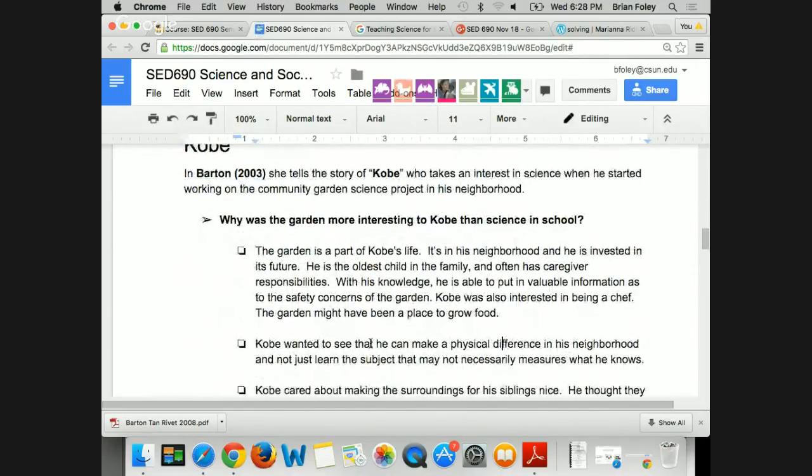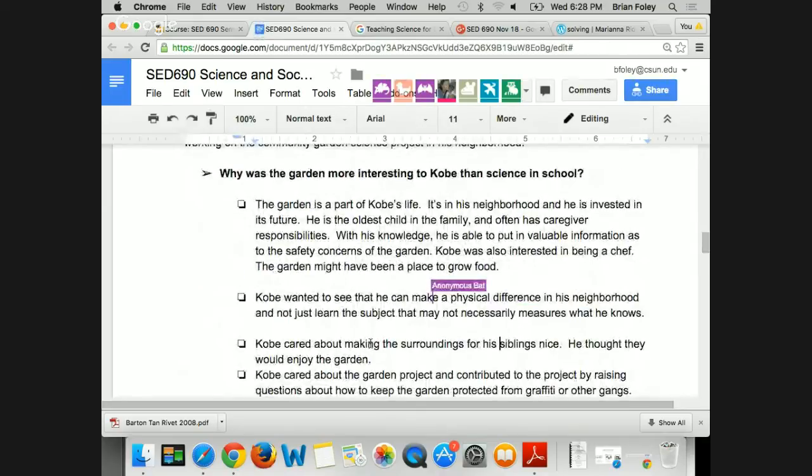So someone tell us briefly what the story of Kobe is, for those who haven't read it. Yeah. So Kobe's an inner city teen, but he's got a lot more responsibility than a white middle class teen.